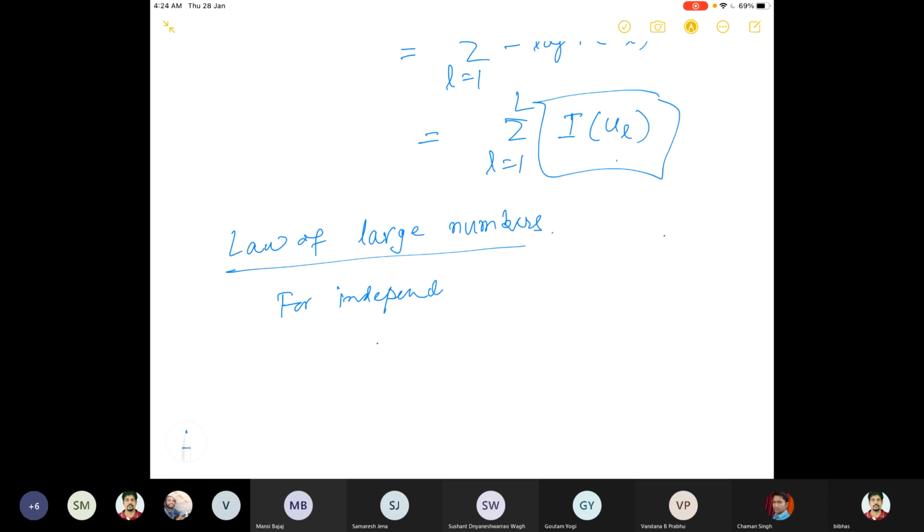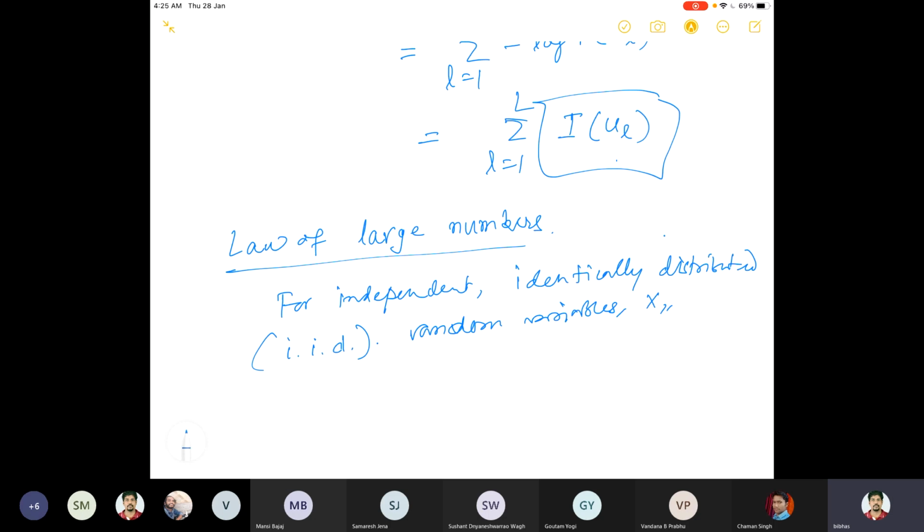independent, identically distributed. This is what is called IID. I'll not write every time this, but I'll just write IID random variables, let's say x1, x2, xn.